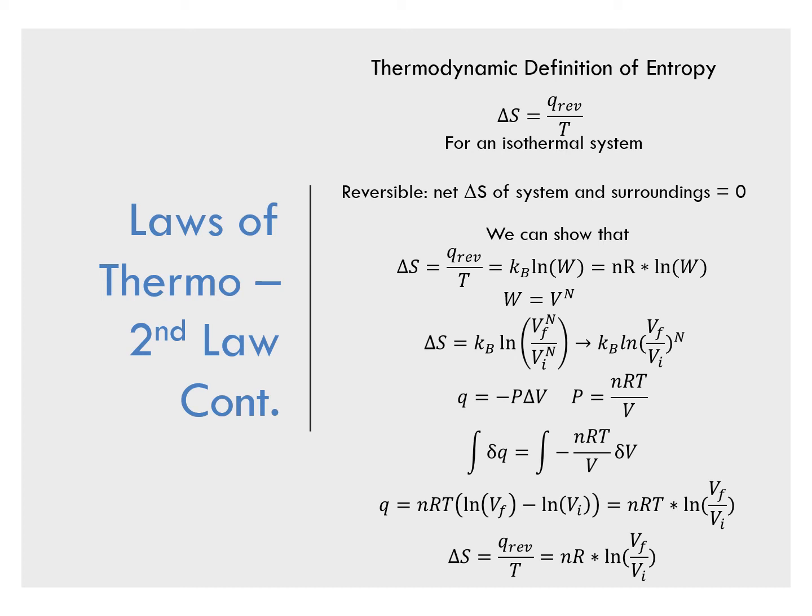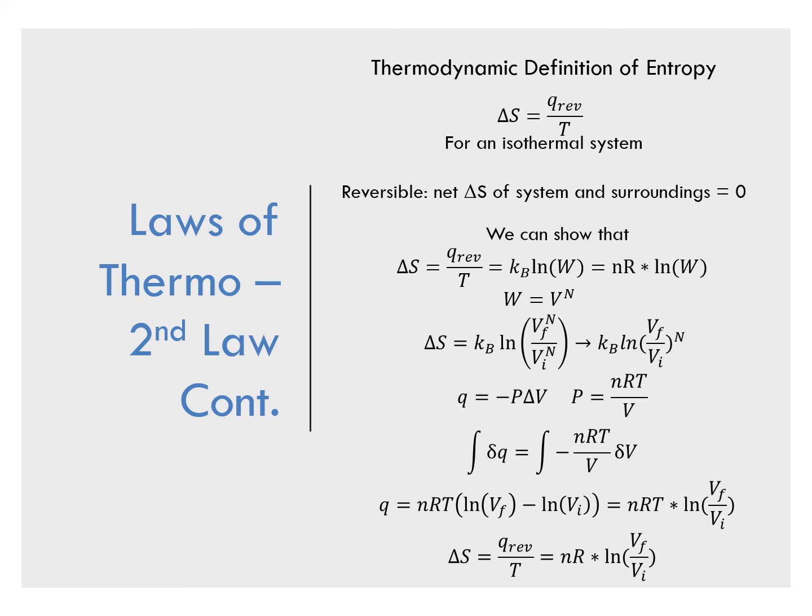So for this, we're going to be looking at an isothermal system. So delta S is equal to Q reversible over T. And remember that reversible means that the net delta S of a system and surroundings is going to be equal to 0. So from that, we can show that the delta S that is equal to Q reversible over T, not delta T, just T, is equal to the Boltzmann constant times the natural log of W, which we just got from the statistical definition.